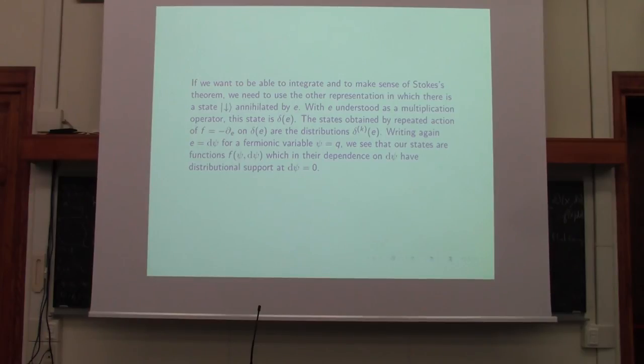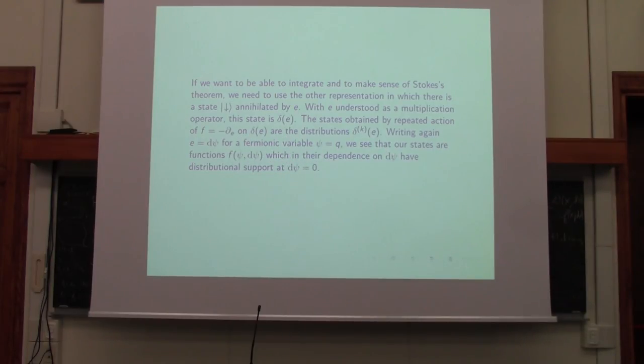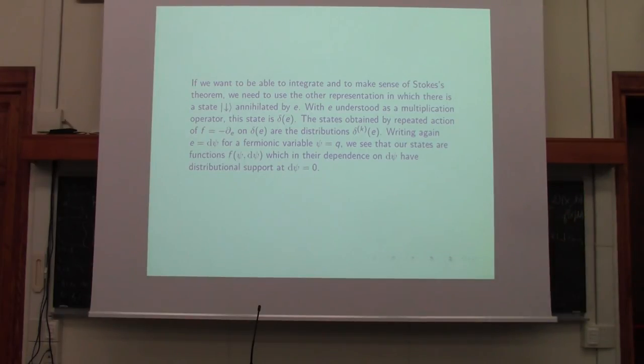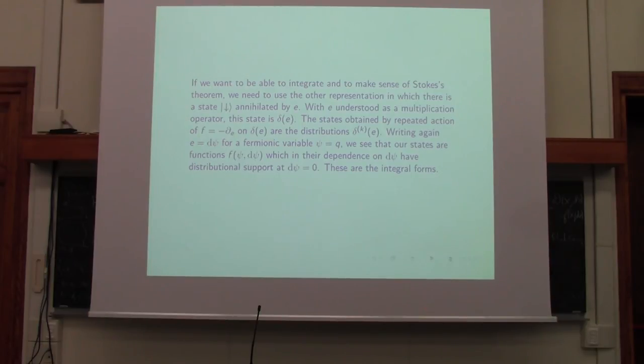If we want to be able to integrate and make use of Stokes' theorem, we need the other representation in which there is a state annihilated by e. If e is a multiplication operator, the state annihilated by e is the distribution delta of e. The states obtained by repeated action of f, which is minus d by de, on delta of e, are the distributions delta^(k) of e. Writing again e equals dψ, we see that our states are functions of ψ and dψ, which in their dependence on dψ have distributional support at dψ equals 0. These are the integral forms. Of course, especially if there are many fermionic variables, we can discuss mixtures. But these two cases are particularly important.